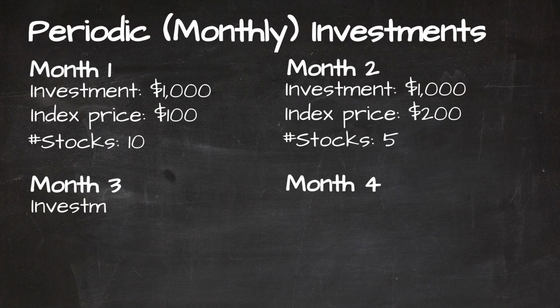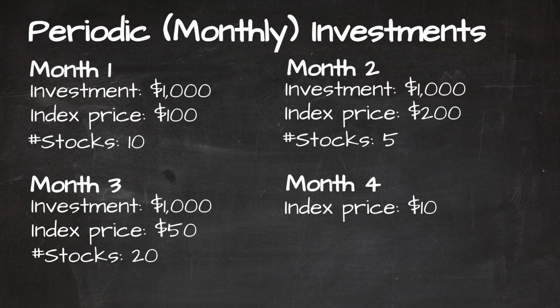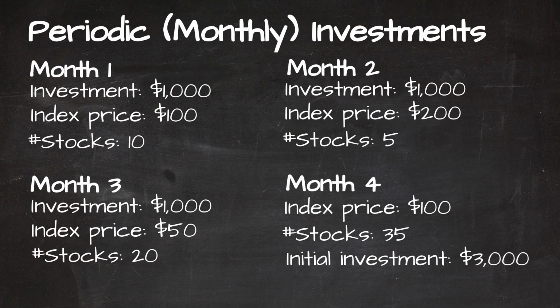And in the third month, you make the same investment, but the index price has now decreased to $50. Then you've bought 20 stocks. And in the fourth month, you don't make an additional investment, but the index price has returned to $100. In month 4, you would have in total 35 stocks. And if you then calculate how much you have earned, you would have invested 3,000 over the 3 months, but your investment has grown to 3,500. So your return is $500.